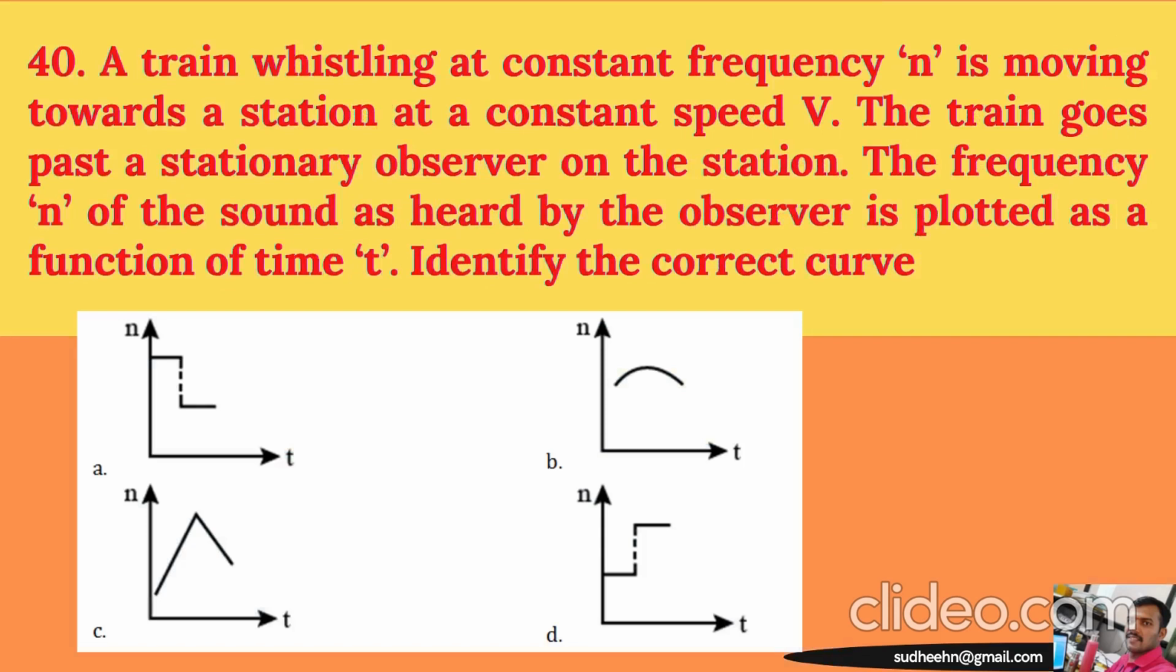Next question, question number 40. A train whistling at constant frequency n is moving towards a station at a constant speed v. The train goes past a stationary observer on the station. The frequency n of the sound as heard by the observer is plotted as a function of time t. Identify the correct curve. Here 4 different curves are given.